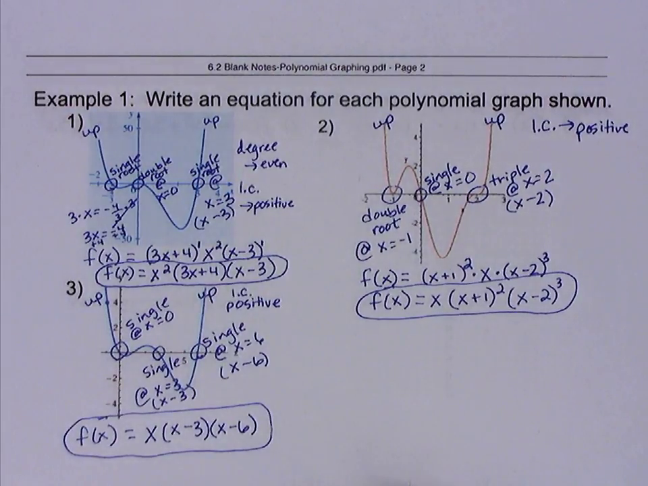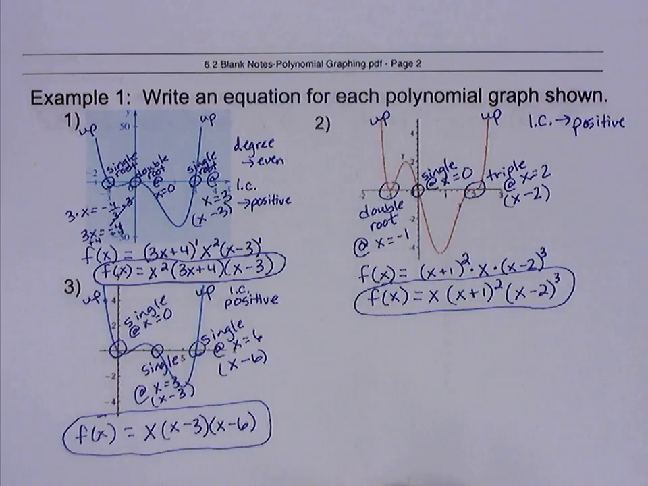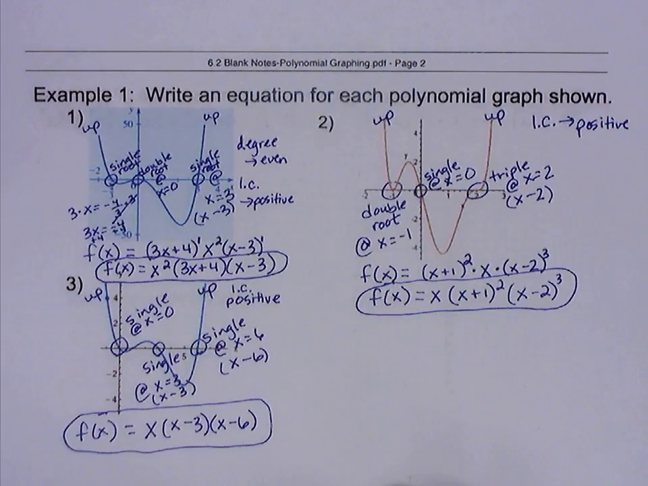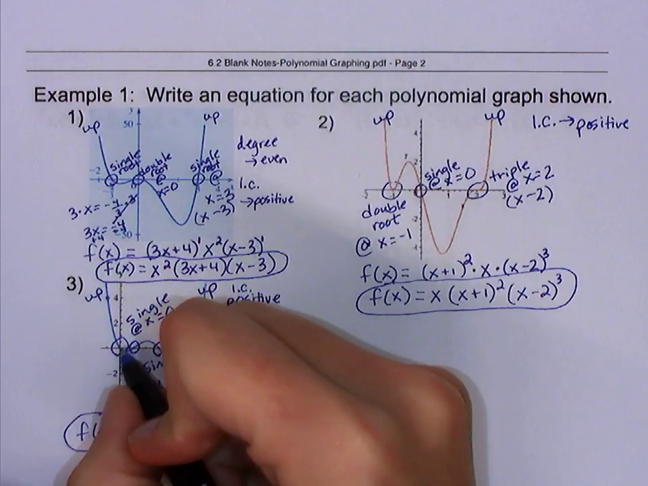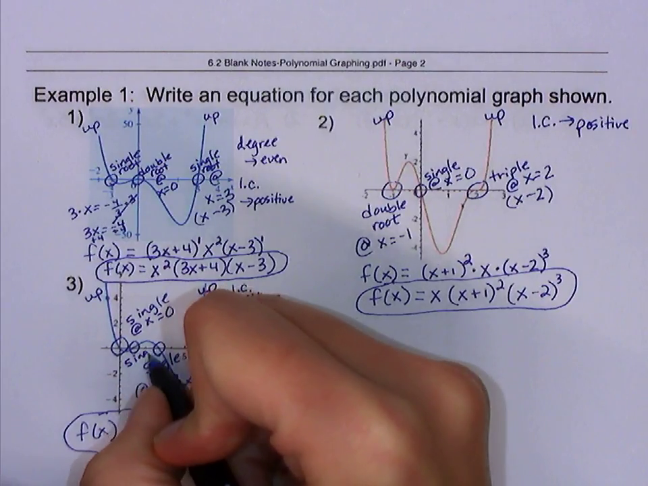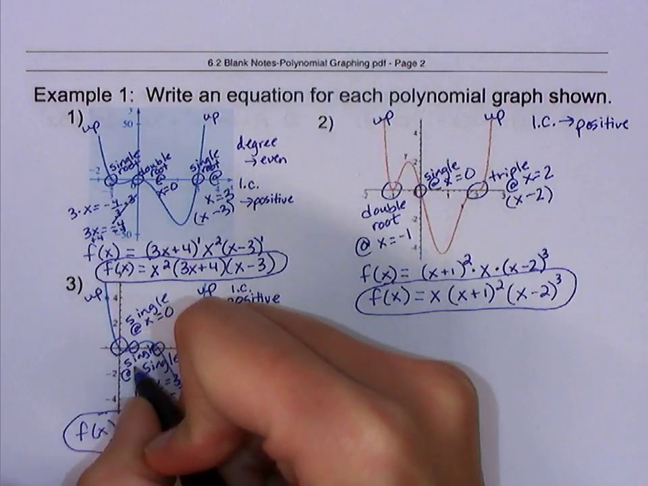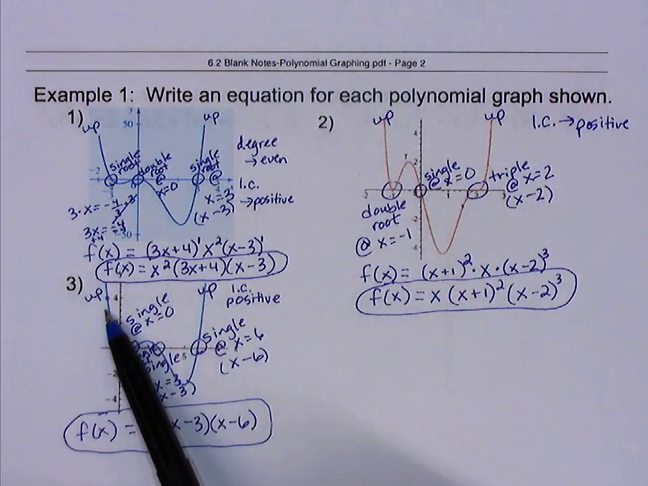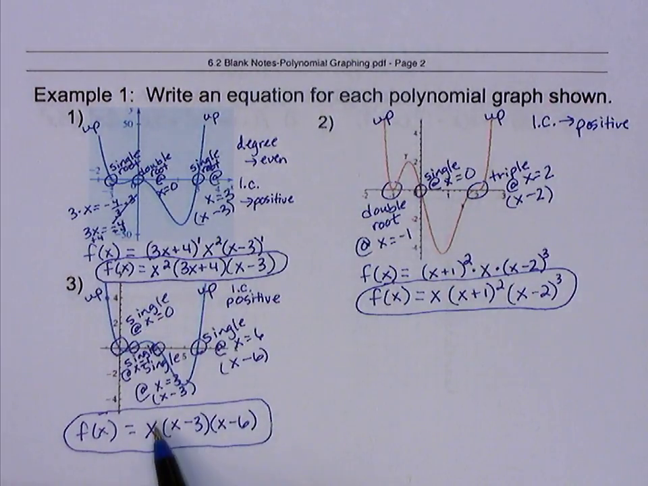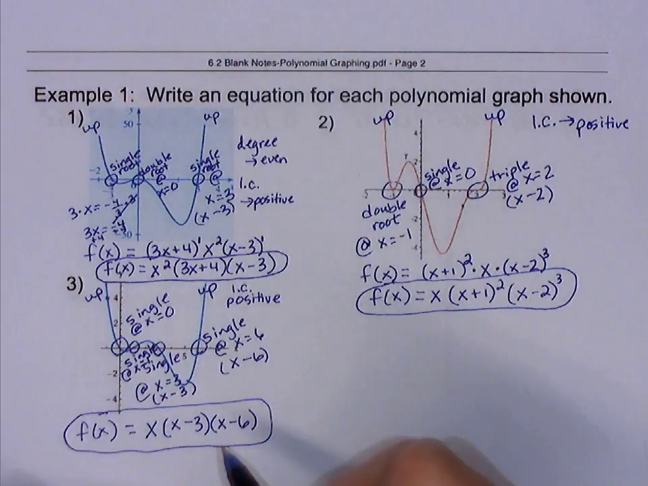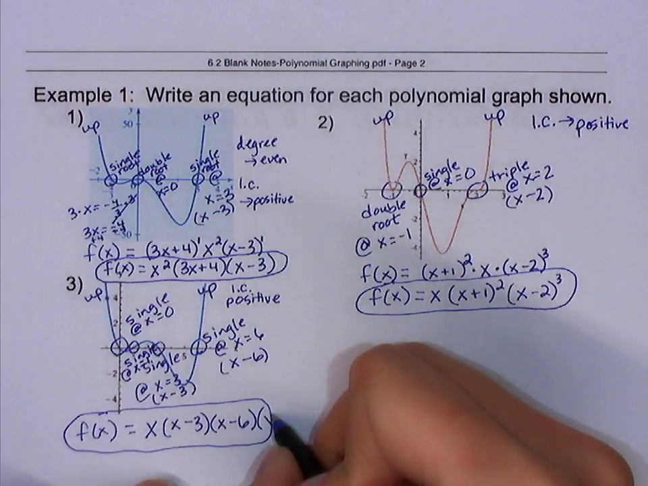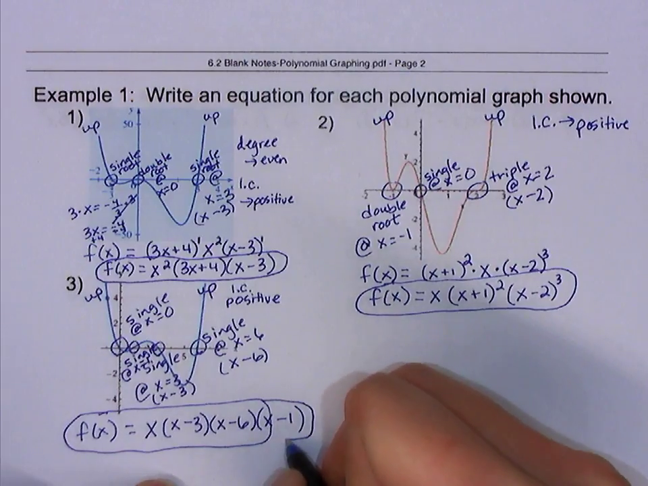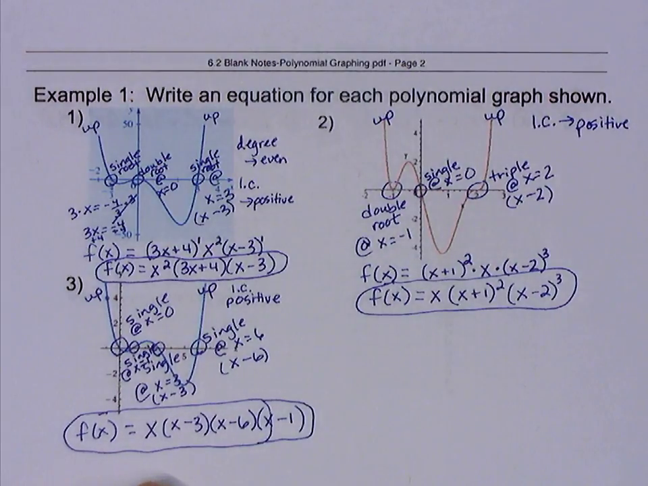Okay, that hopefully gives you a little bit of an idea of what's going on. Oh, I forgot one of them. I don't know if you noticed that. There's also a single at 1. The reason I knew I forgot one is because if both ends go up or down, then the degree should be even, and this was still odd, 1, 2, 3. So I need to do x minus 1 here. There. And that was a single.